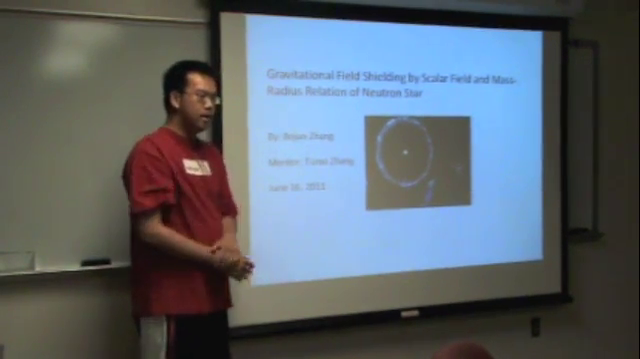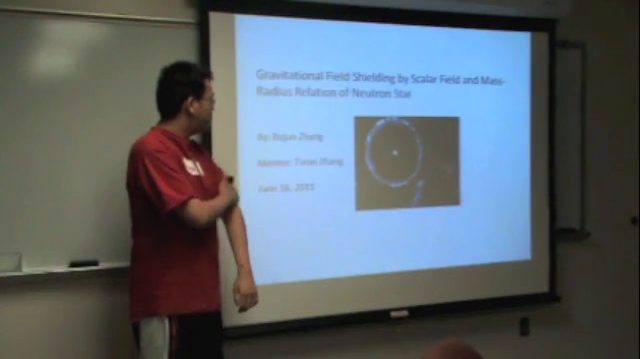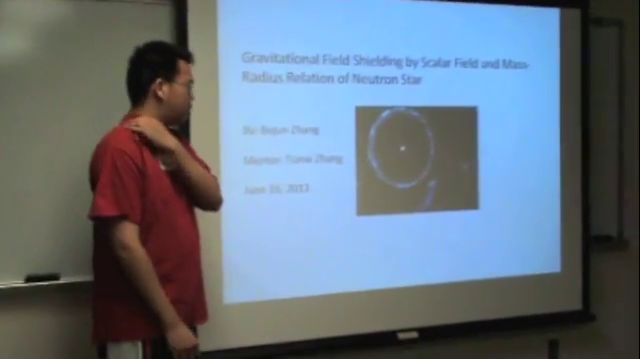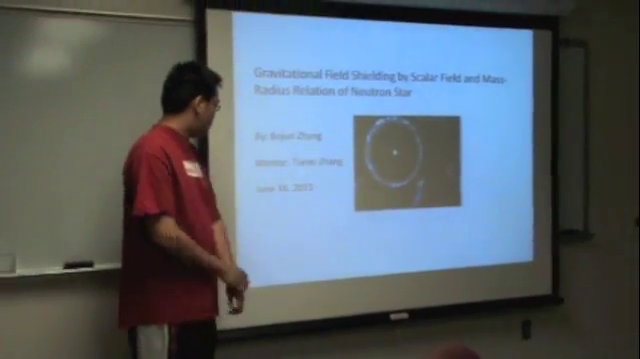My name is Zhang, and my research is on gravitational field shielding by scalar field and the mass-radius relation for a neutron star. My mentor is Dr. Zhang.